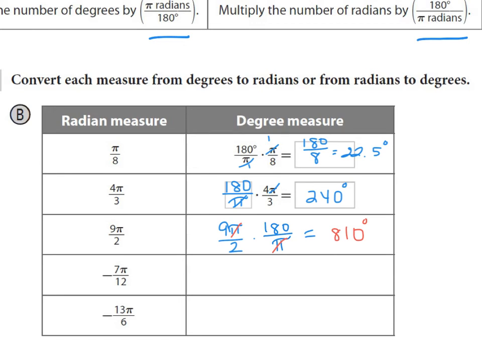All right, negative radian measures work the exact same way. You just happen to have a negative 7 pi over 12 times 180 over pi. My pi's simplify out, so I know I have it set up correctly, only now I'm going to get a negative 105 degrees. I'm going to leave that last one for you to work out yourself and check yourself with the quiz.